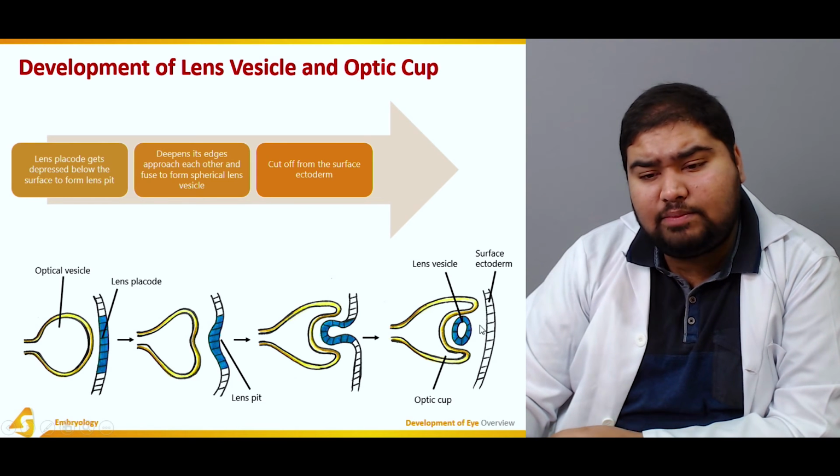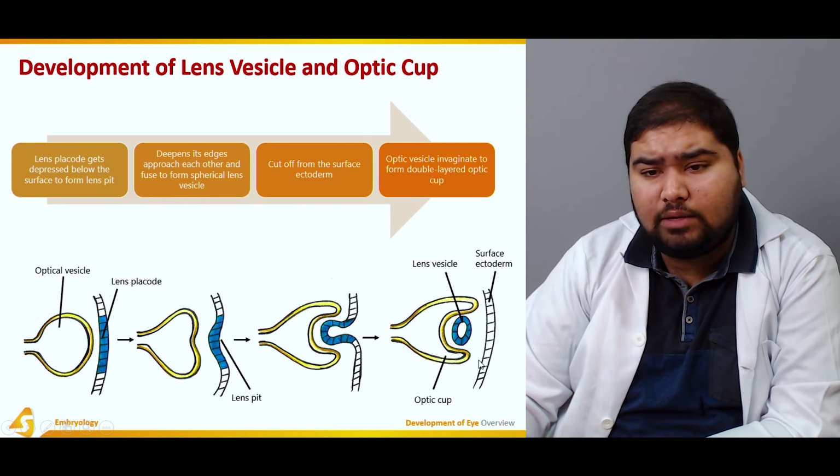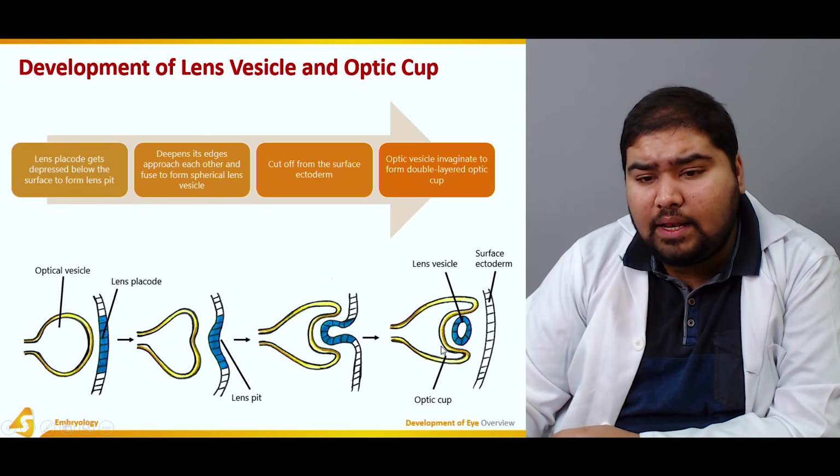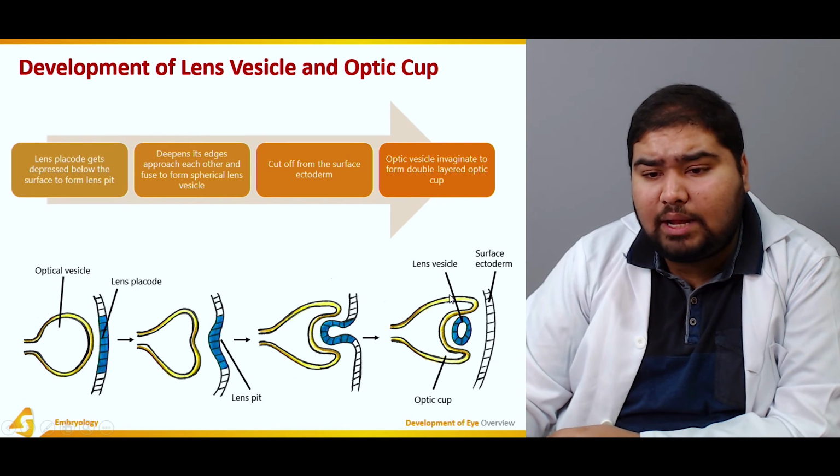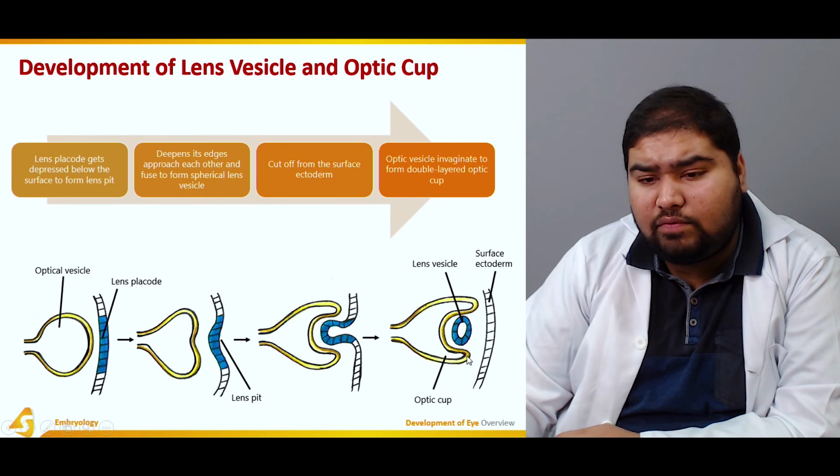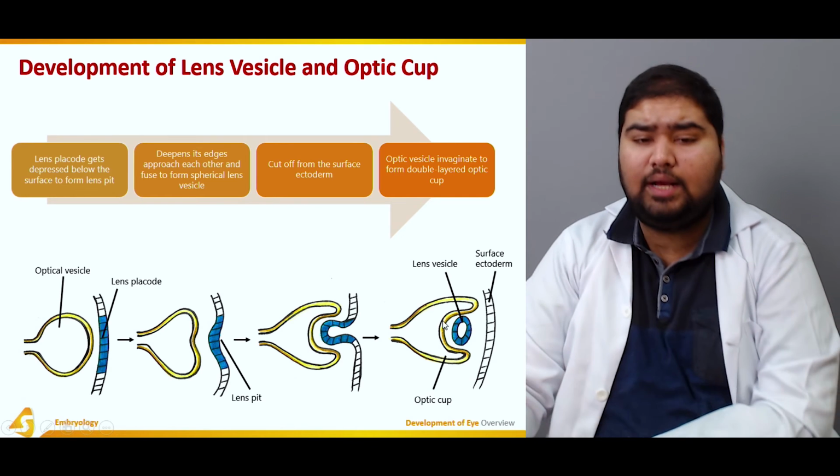Now the lens has been cut off from the surface ectoderm, and the optic vesicle, this is the optic vesicle, invaginates and forms a double layer optic cup. Now it invaginates on itself and forms a double layer optic cup.